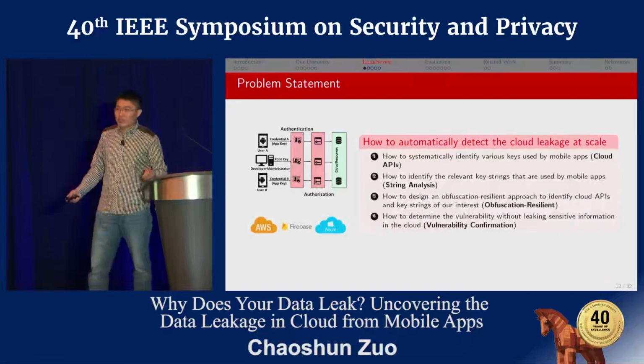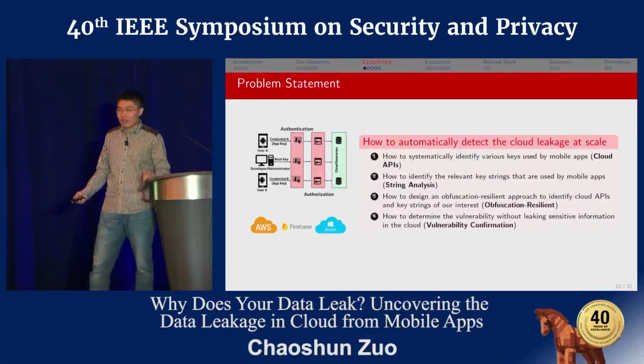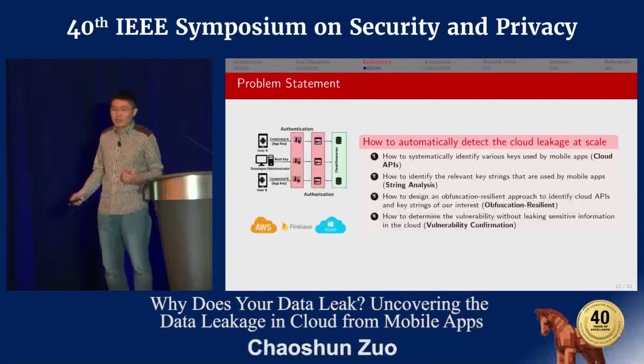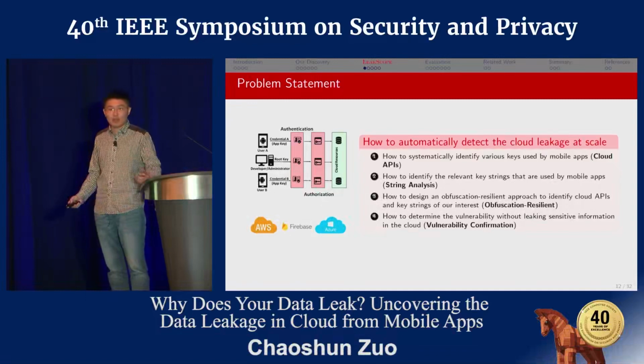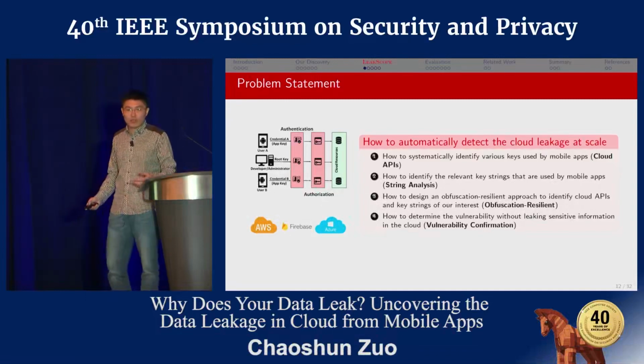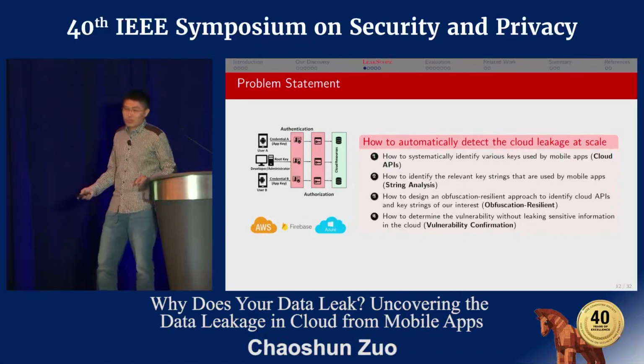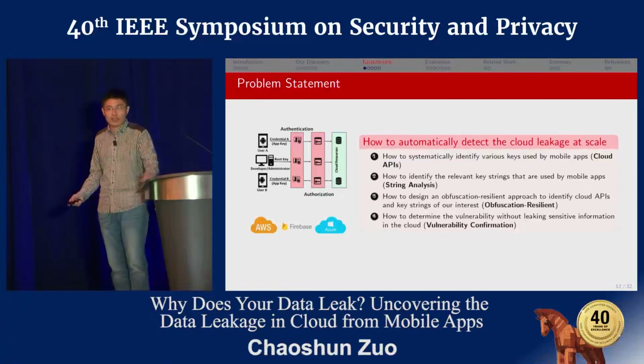And we know the keys are strings, so we can apply value set analysis, to try to obtain the content. But a considerable number of apps are obfuscated, so we have to make our tool obfuscation resilient. Finally, to detect the vulnerability, the most straightforward way is to use the key to access other users' data. But obviously, that violates ethics. So we have to design an approach to detect the vulnerability without accessing any other users' data.